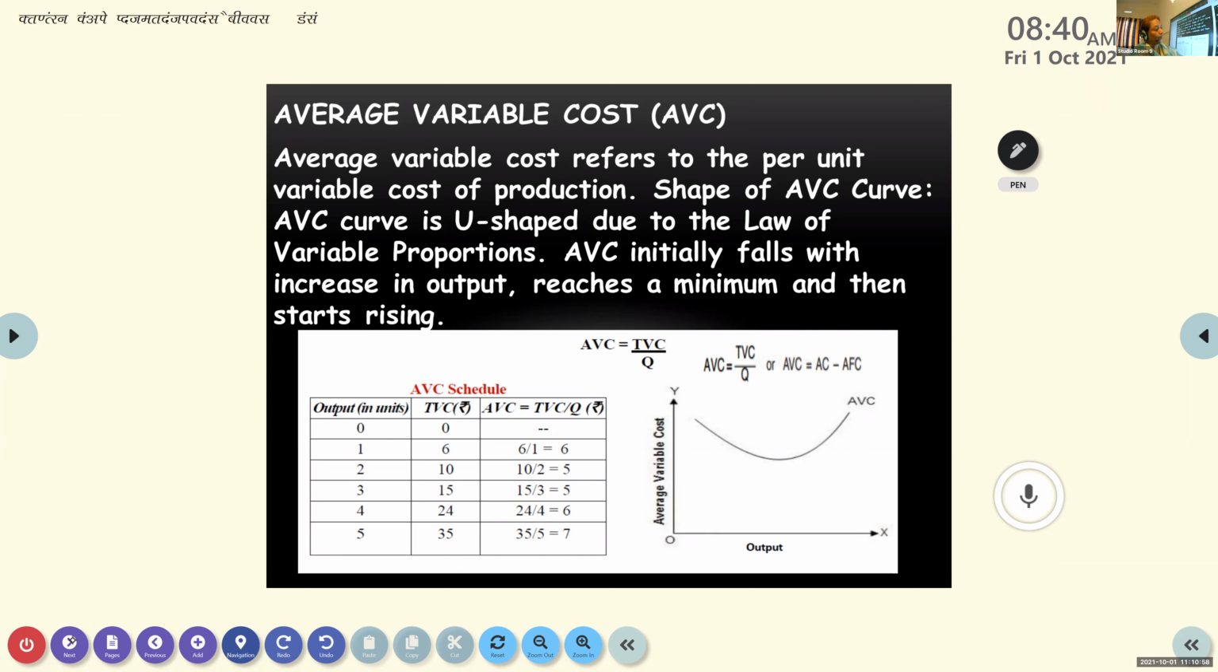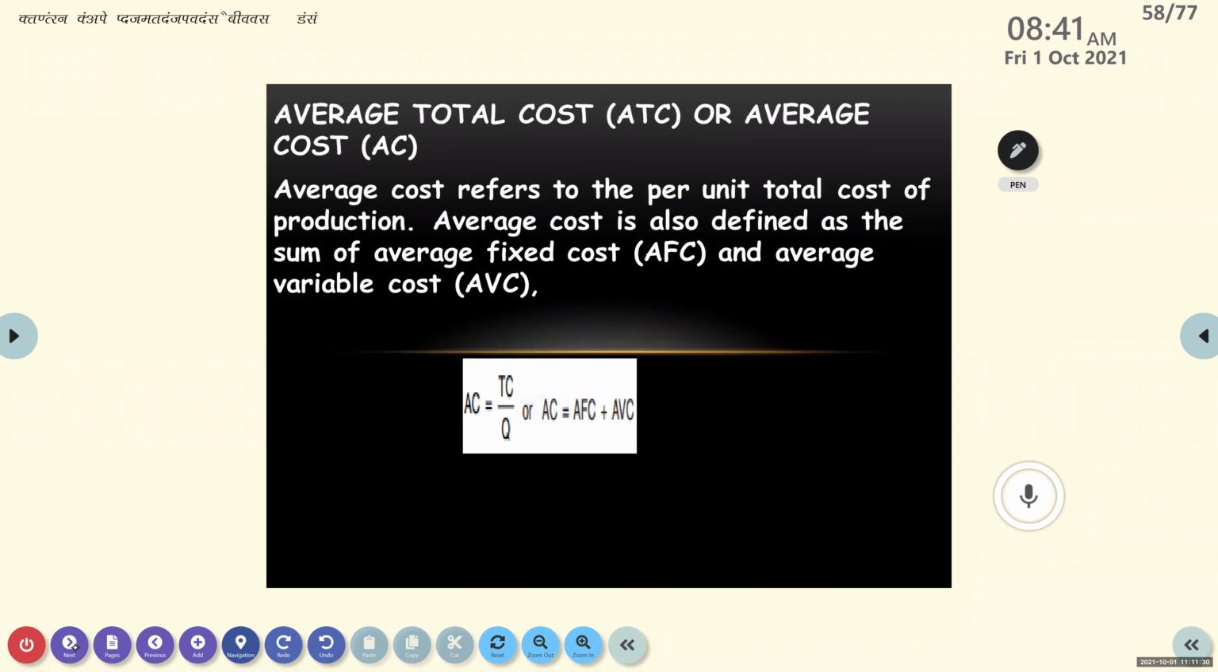Okay. I told you why it is falling in the first stage. Pranav, what is the reason? See, the AVC curve in the beginning starts falling. What is the reason for that? There is a reason for the falling of AVC in the beginning stage. Law of variable proportion, but something is there related to the input. Who remembers?